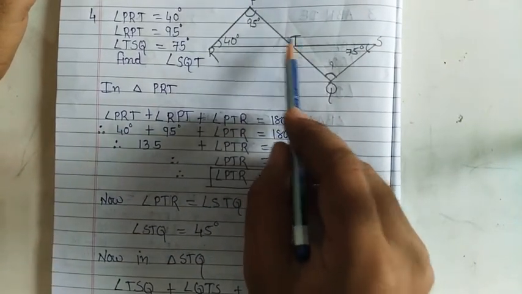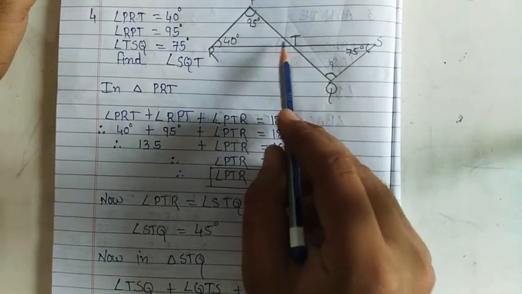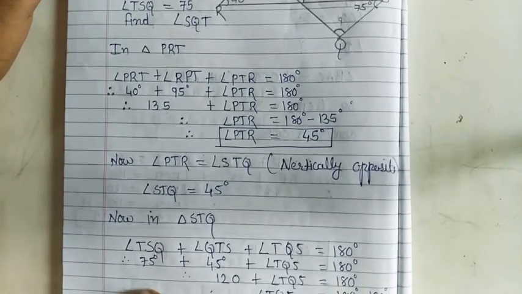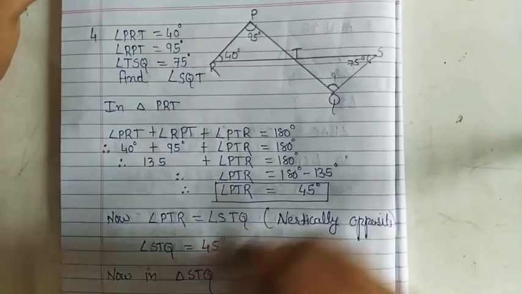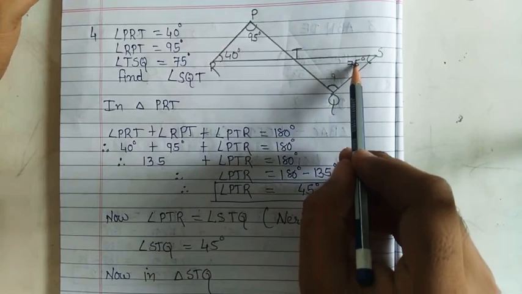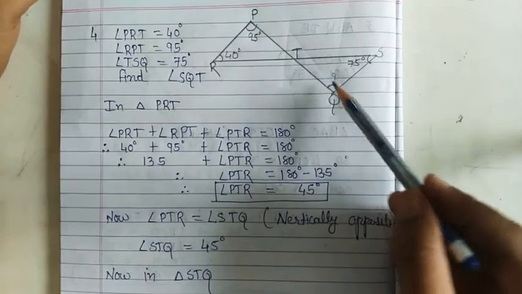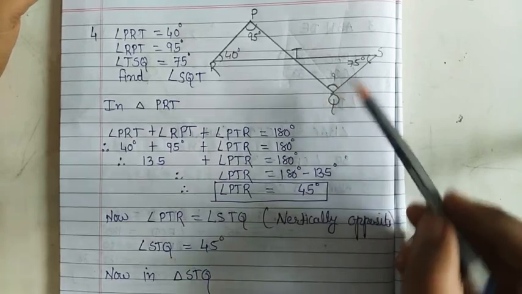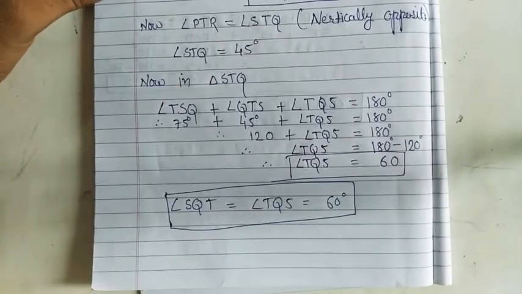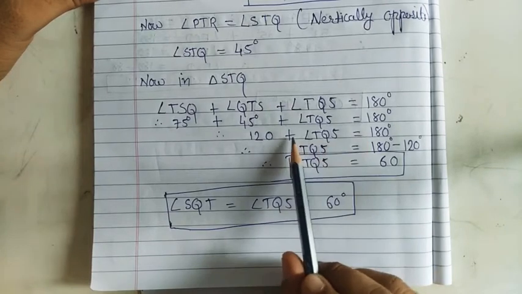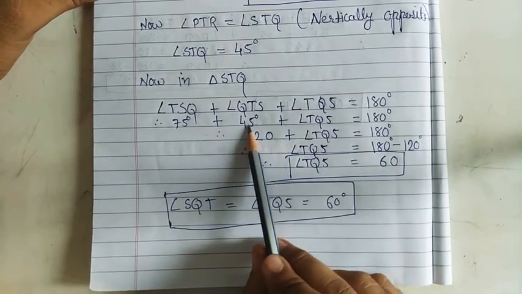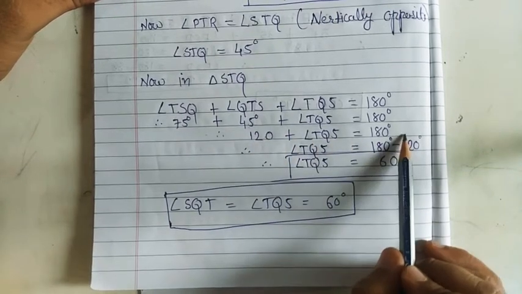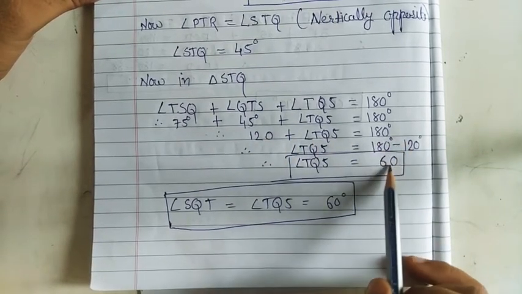Now friends, we can say that these both are vertically opposite angles. So vertically opposite angles are the same. So this one is also 45 degrees. Okay. Now here we have this angle 45, 75. So we can find this, yes, angle sum property: 45 plus 75 plus PQS is equal to 180 degrees. So the addition of 75 and 45 is 120 degrees. 120 degrees transfers to the right-hand side, so it becomes minus 120. So 180 minus 120 is equal to 60 degrees.